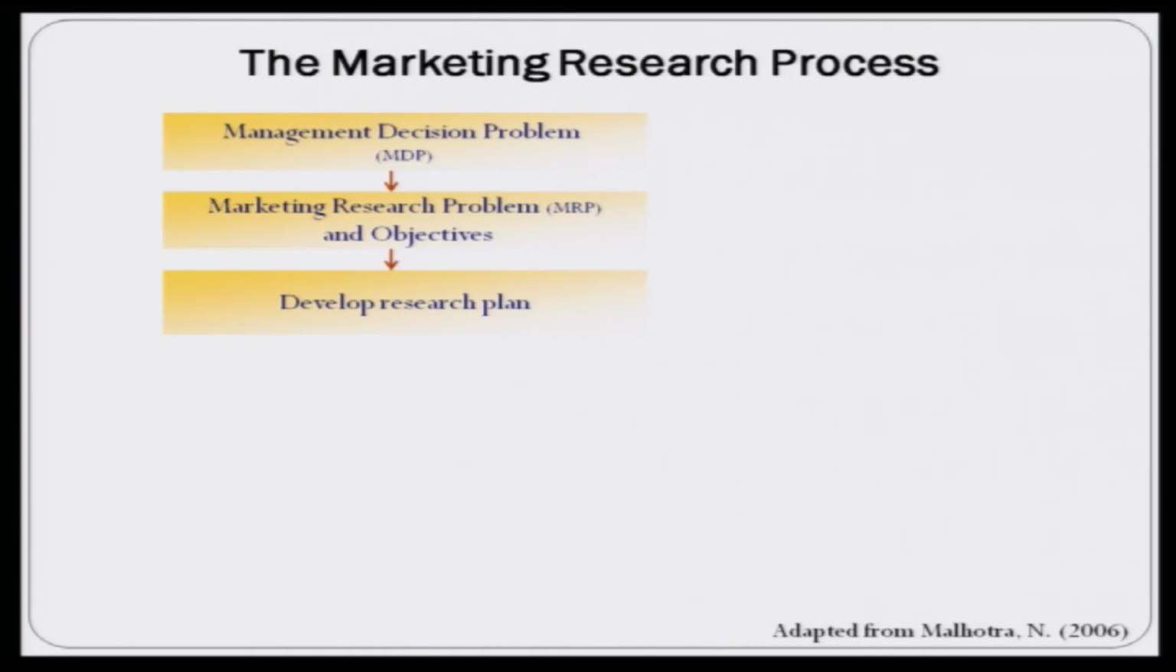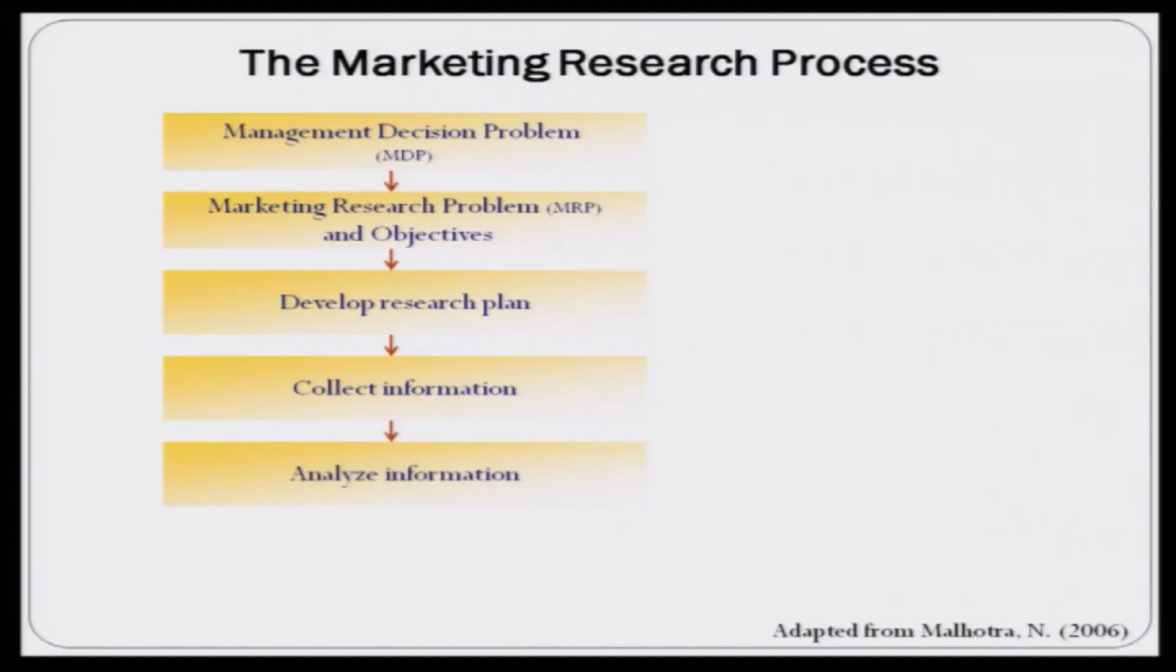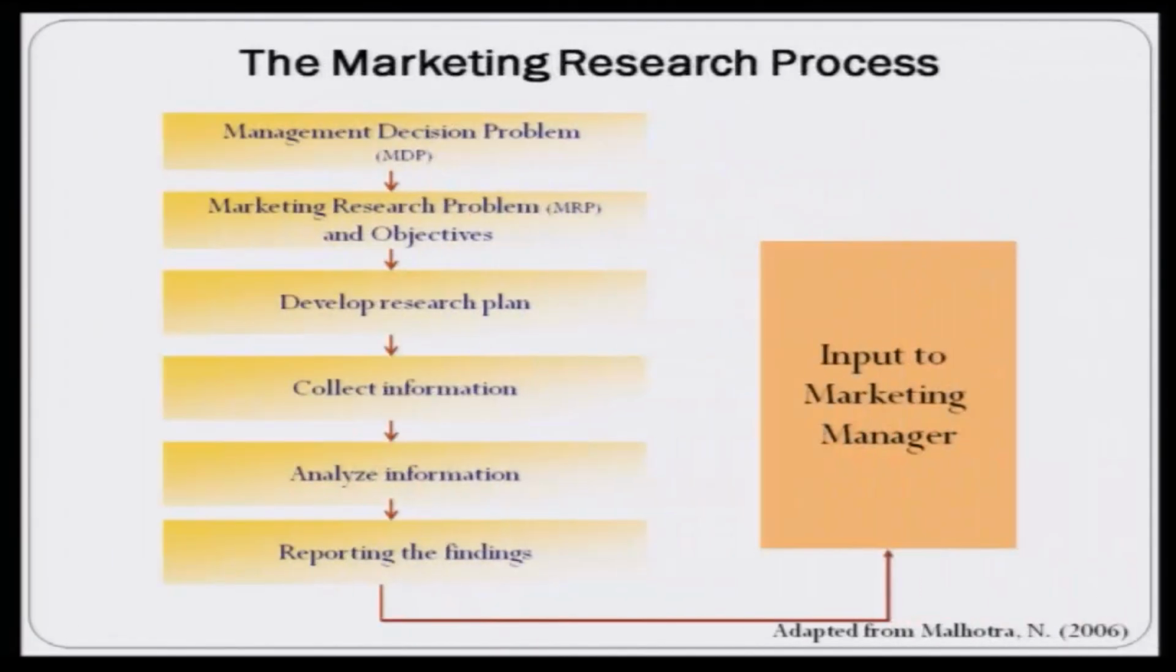Then he has to create a plan, a research design or a blueprint for how to fulfill those marketing research objectives, and in that he collects the information. The information collection could be primary, secondary, or a mix of both. Then you have the analysis of the collected information, which is followed by the final preparation of the report and reporting of the findings to the management, so that they can make the most appropriate decision considering the different options they have.